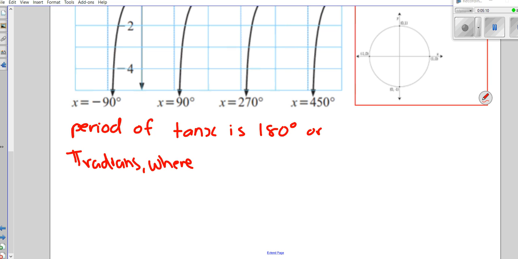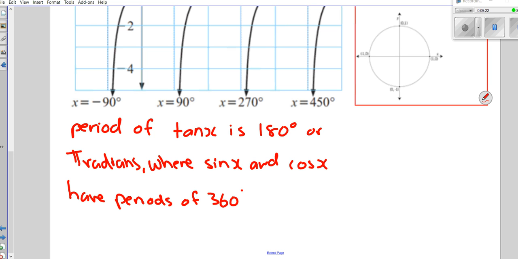Whereas sine x and cos x have periods of 360 degrees or 2 pi radians. So that's one comparison. The periods are different for sine and cos graphs. If it's just sine x or cos x, where you don't vary anything, then you just have periods of 360 or 2 pi. Whereas tan x is 180 degrees or pi radians.